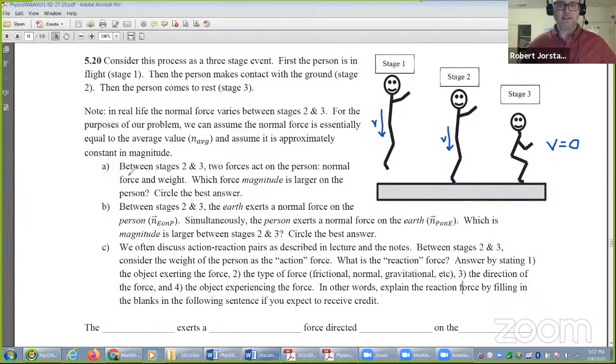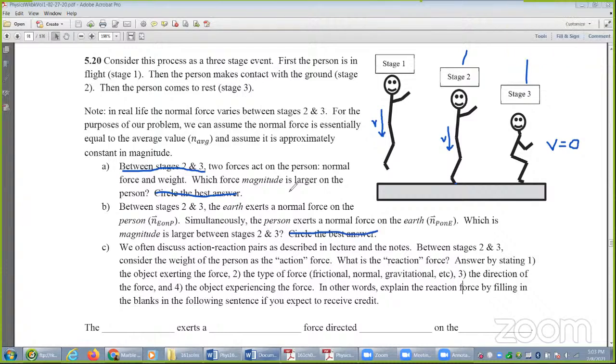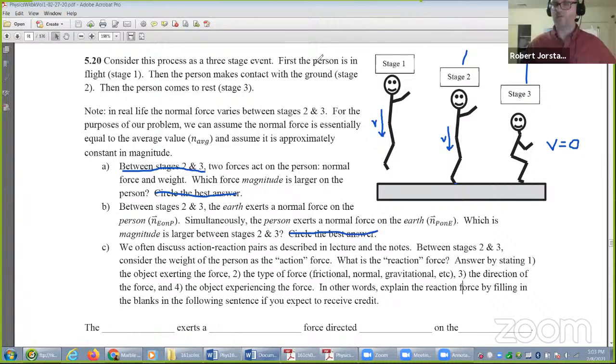So between stages 2 and 3, there's a normal force and the person's weight. Which one's larger, or are they the same? I forgot to erase this. This used to be a test question. Anyway, forget that. But what do you think? The weight is larger. Okay, what makes you say the weight is larger? Give me the reasoning in your brain.